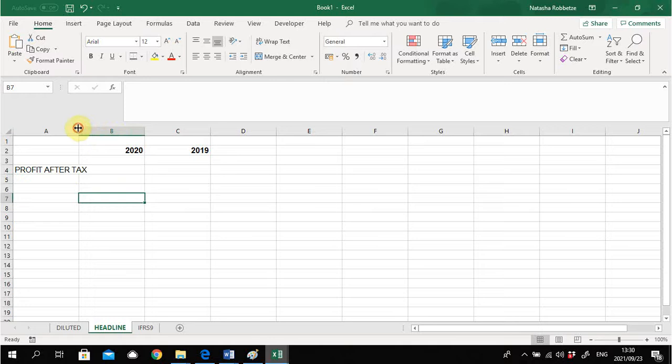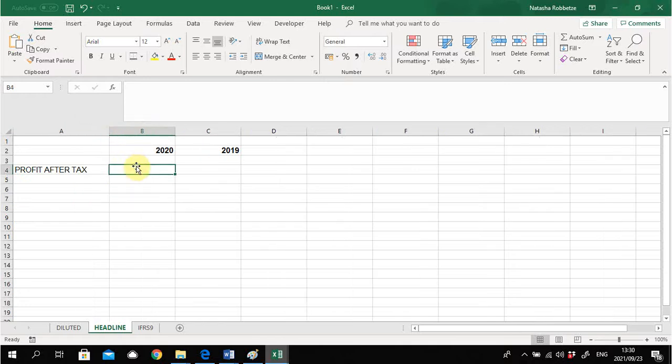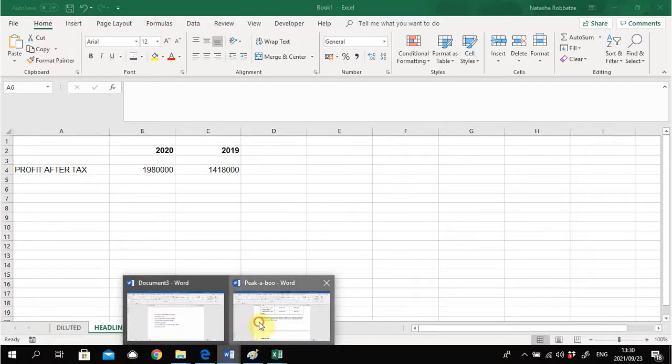And that amount was given for 2020. It was 1,980,000. For 2019, it was 1,418,000.